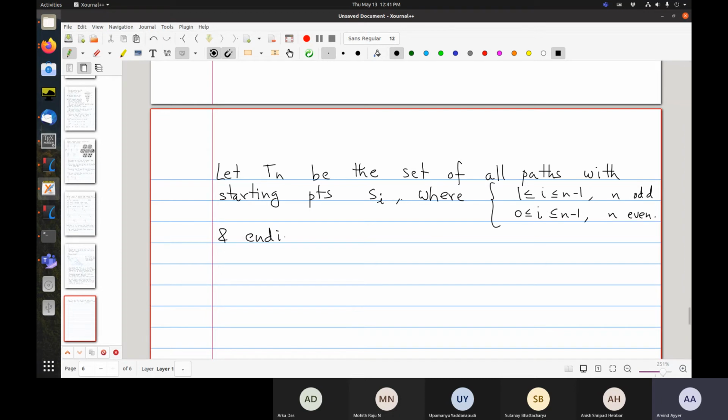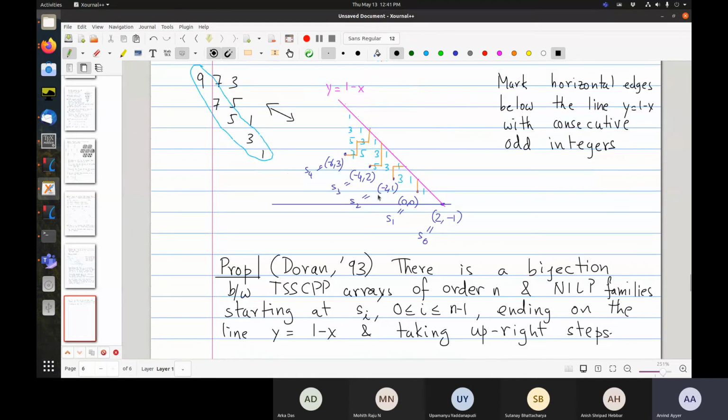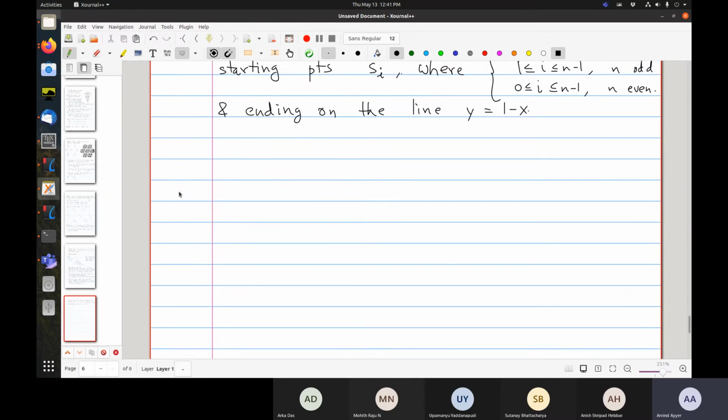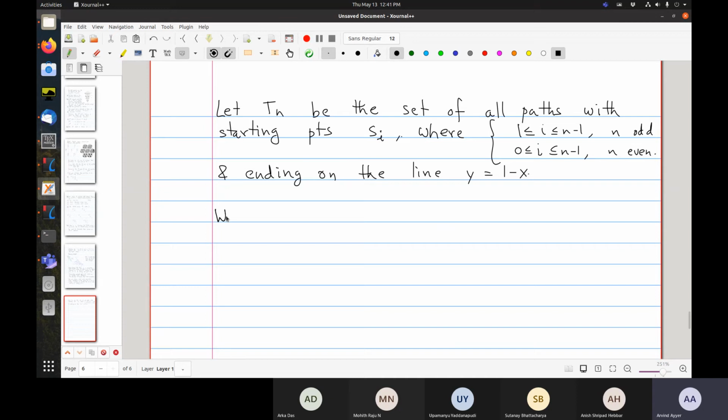and ending on the line y equals 1 minus x. Okay. In particular, notice that we are including paths not only which intersect but which end at the same point. We are allowing all such things. So we want to enumerate the number of NILPs in T. So the number of non-intersecting lattice paths.